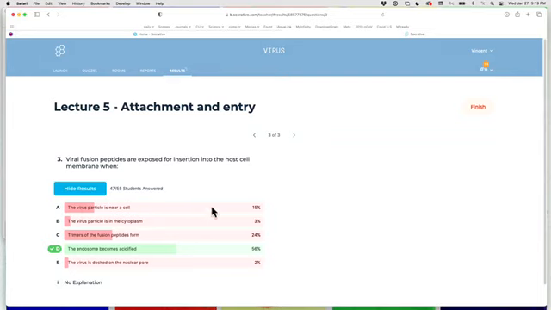So if the particle is near a cell, that's not enough. Remember, it has to be some specificity. It has to be the right cell, and that's governed by receptor interaction. In the cytoplasm, that's too late already.